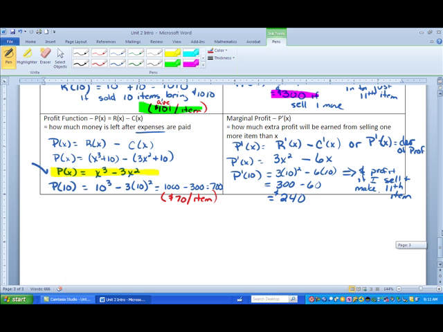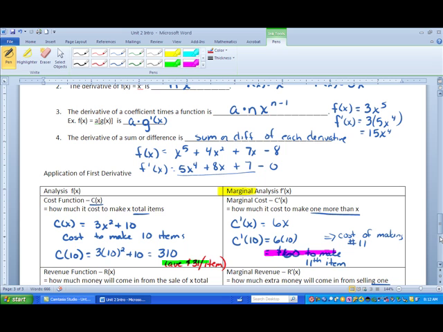So again, just to review, when you hear the word marginal, you should think of it meaning the change for one more. So if you're talking about marginal cost, the cost for one more. Marginal revenue, the revenue for one more. Marginal profit, the profit for one more. And so whatever number you plug in, you're saying, I'm already making that number. I'm already making 10. What's going to happen if I make number 11?